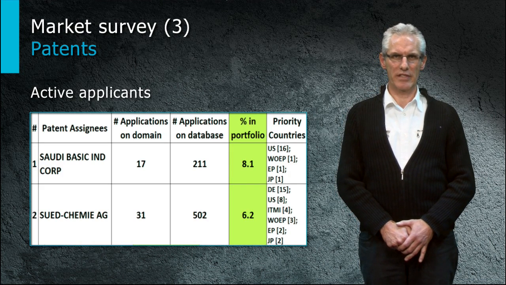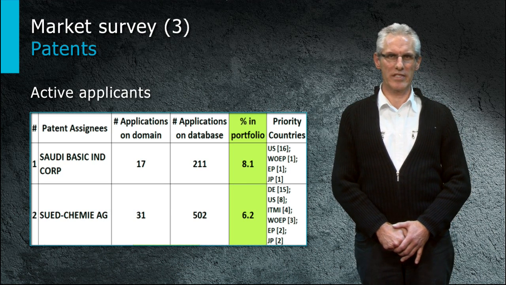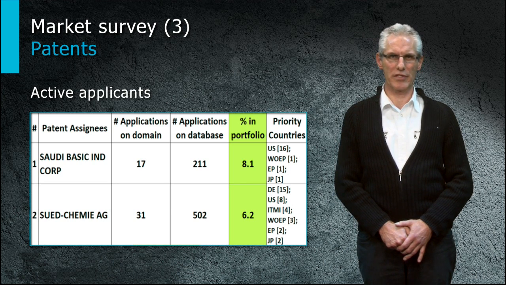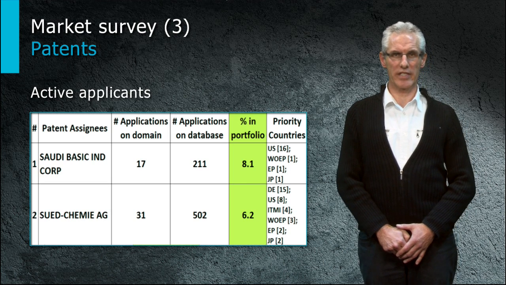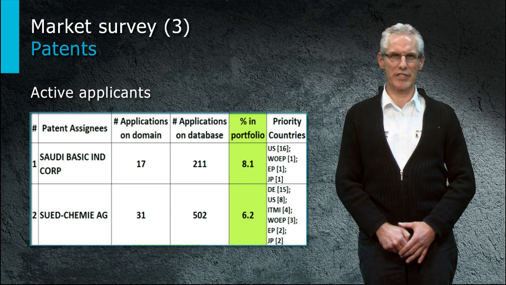In this matrix, the relatively most active applicants are given. Notice that these applicants have quite high percentages of patents in the same domain as the TU Delft patent. These applicants might be interesting candidates for licensing the TU Delft patent. Also given in this matrix are the priority countries, providing information on the countries or patent offices where the patents were applied.